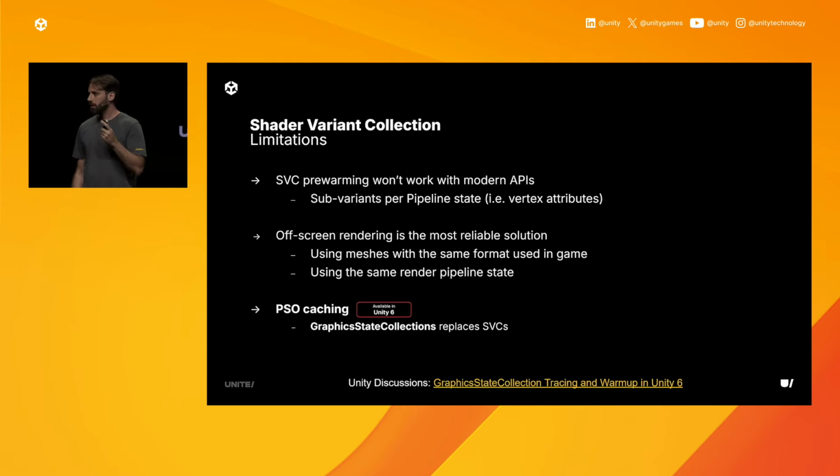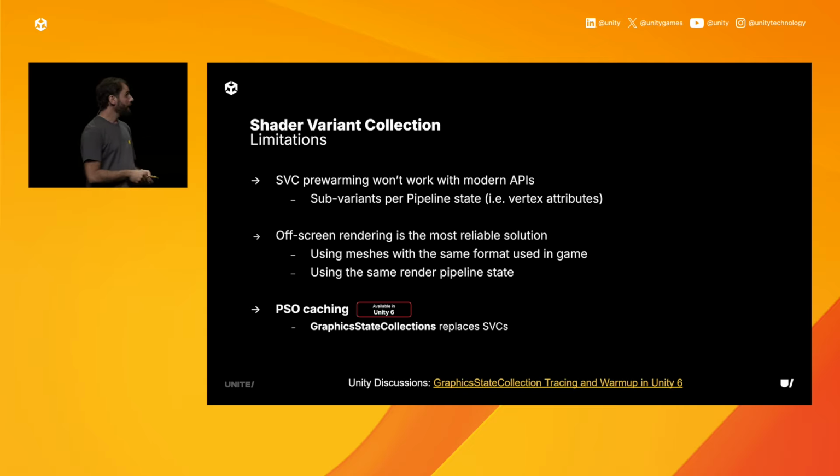But shader variant collection has some things that you need to consider. First, or actually the biggest one, it doesn't work well with modern APIs, Vulkan, DirectX 12, and so on. Because these APIs have, let's call them, sub-variants of your shader. So even the same shader variant can be compiled into different shaders depending on the GPU state. If you have meshes with different vertex attributes, in these newer APIs, you will have different sub-variants.